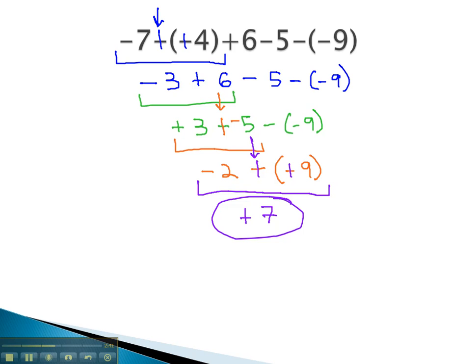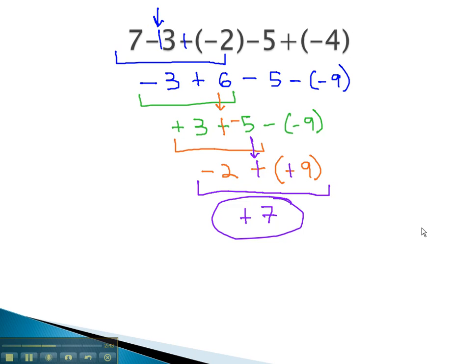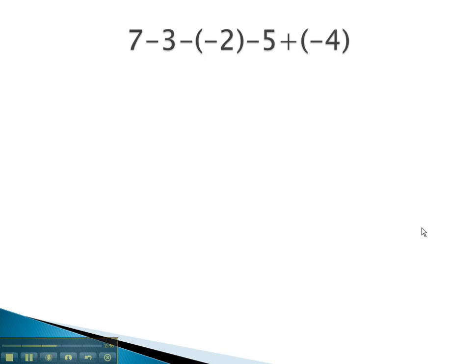Let's try one more example where we work from left to right, changing our subtractions into addition. Here we have 7 - 3 - -2 - 5 + -4. Starting with 7 - 3, we don't like to subtract, so we will add the opposite of 3, which is -3, and we see that the +7 is bigger by 4. The rest of the problem still reads -2 - -5 + -4.